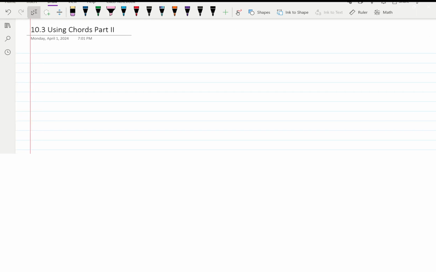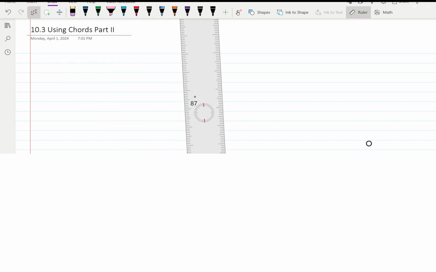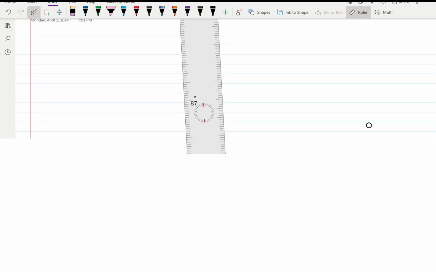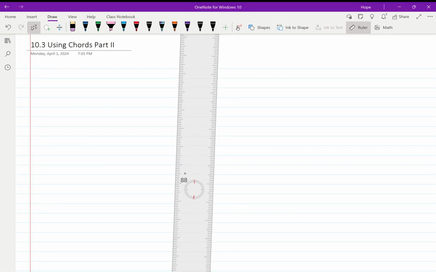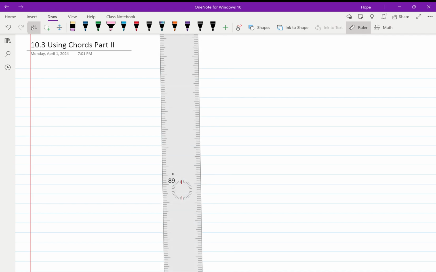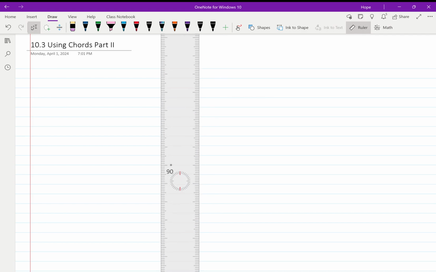All right, we are going to start with 10.2, using chords part 2. I'm going to add my ruler in here. See if I can get my... there it goes. So we're continuing with what we learned yesterday in chords and diameter.